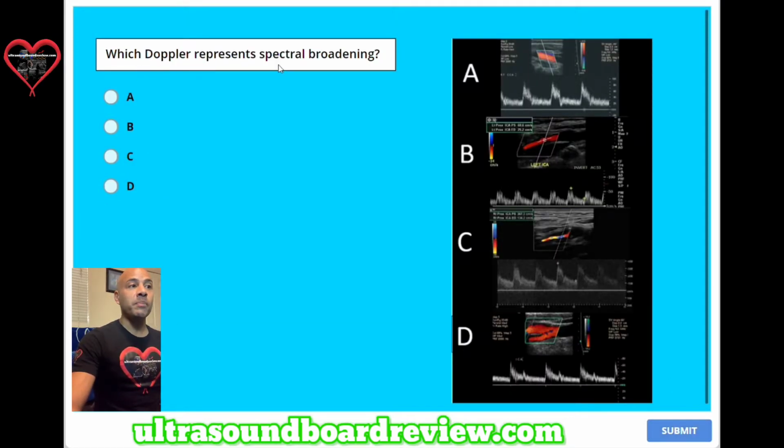Question 18. Which Doppler represents spectral broadening? A, B, C, or D?